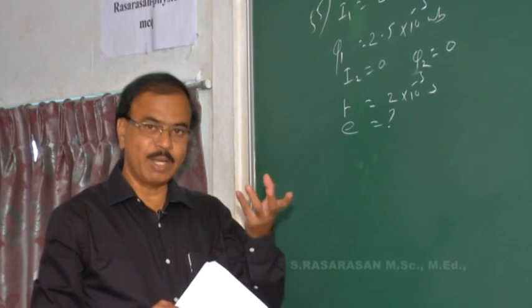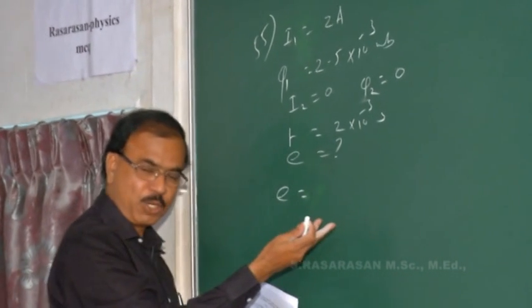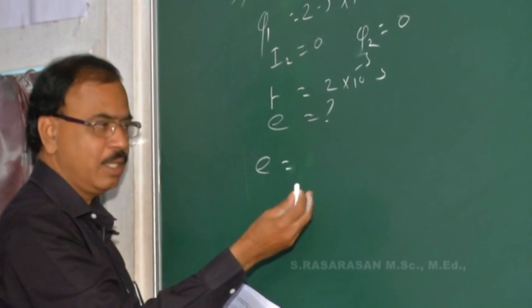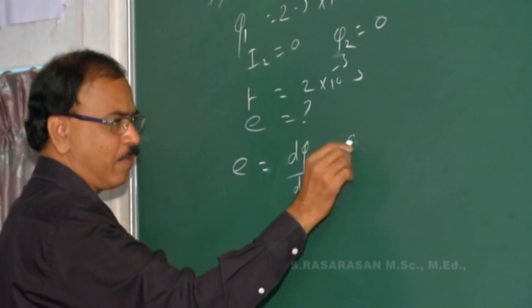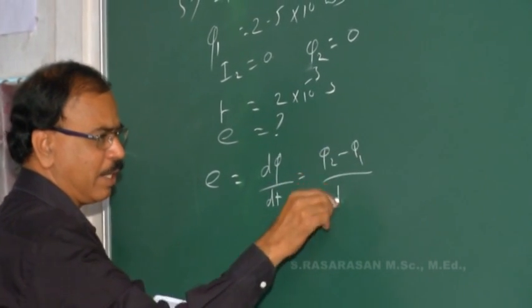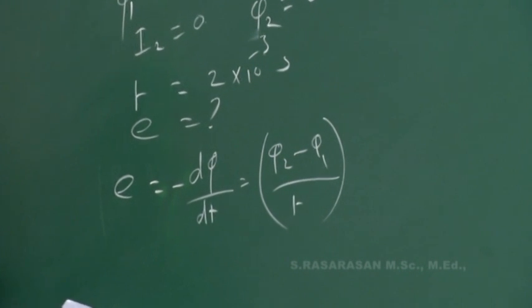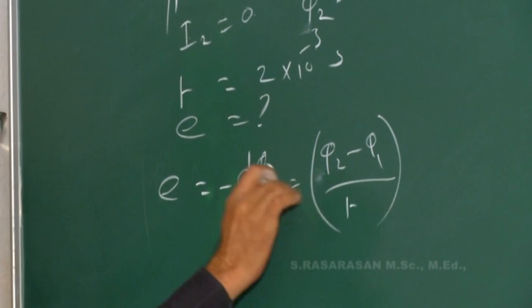The magnitude of the EMF induced is directly proportional to rate of change of magnetic flux associated with the coil. That is d phi by dt, or say phi 2 minus phi 1 by t. As per Lenz's law, the induced EMF, induced current always opposes the cause, hence minus.